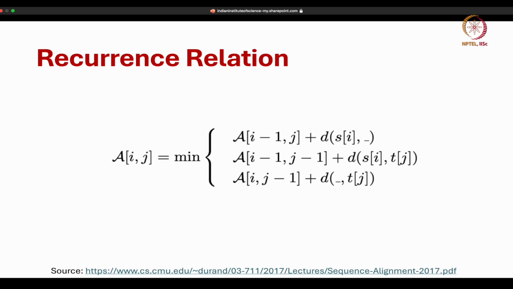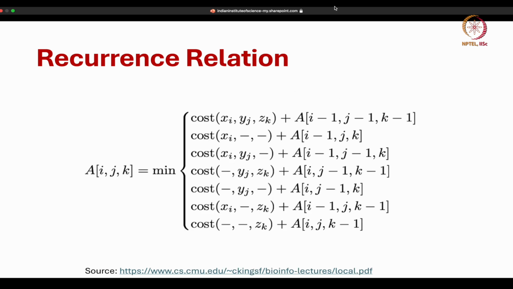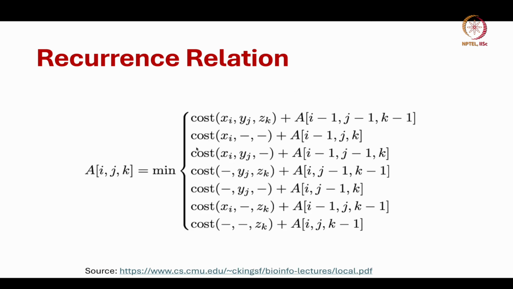Okay. We have this recurrence relation. We have seen this recurrence relation in our previous lectures. This is for alignment of 2 sequences. We have a similar recurrence relation when we have 3 sequences as well. It's just that when we have 3 sequences, the number of cases to fill in each cell of the dynamic programming table increases exponentially.